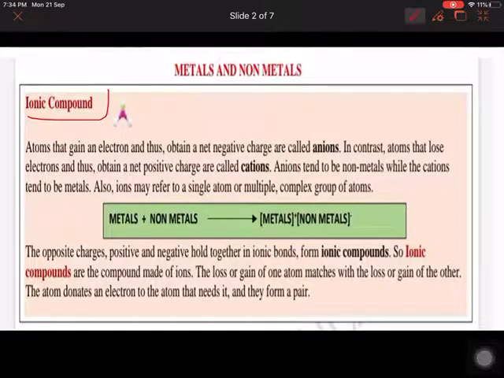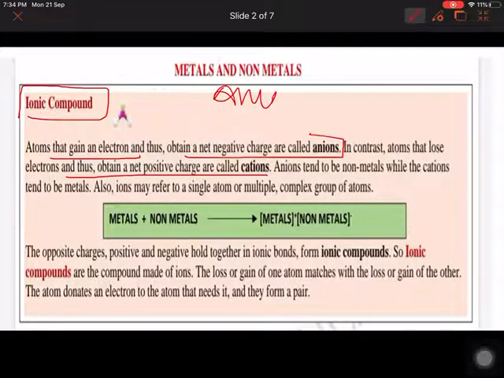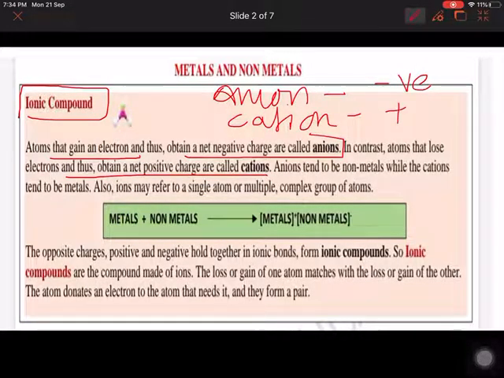Ionic compound, as we were discussing in the last worksheet also. So the atoms that gain electrons and obtain a net negative charge are called anions, and those which obtain net positive charge are called cations. So these two terms are very much important. If you are writing anion, it means we are talking of negative charge, and if we are talking of cation, that means we are talking of positive charge.